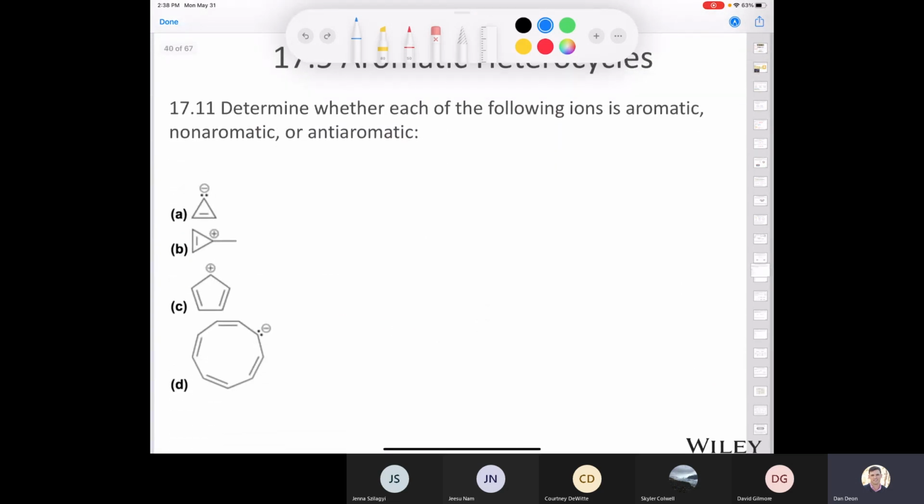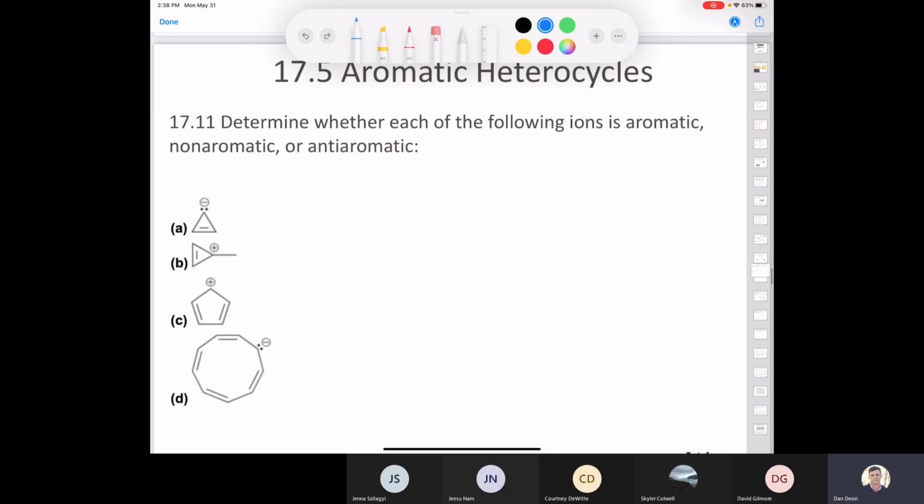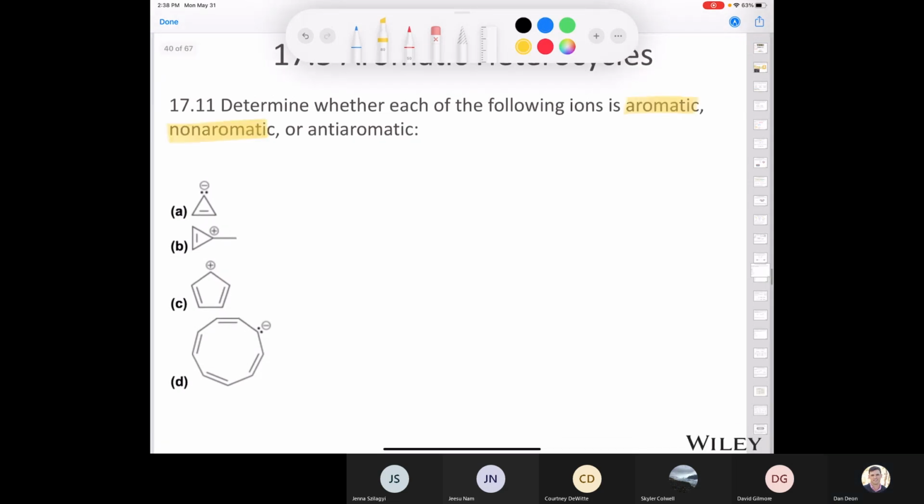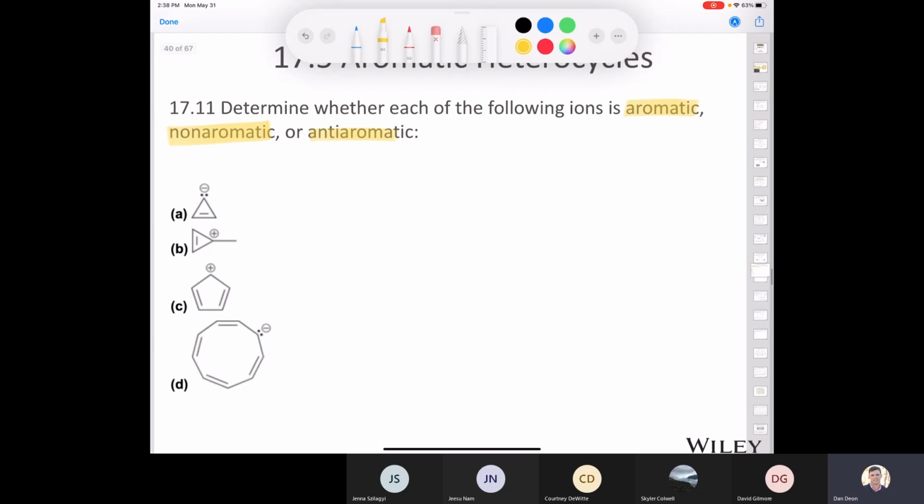Well, with that in mind, let's take a look at some examples. And you can imagine how these lend themselves very easily to a multiple choice question for your next quiz. It simply asks us to determine whether the following ions are aromatic, non-aromatic, or anti-aromatic. So we'll call them aromatic, non-aromatic, or anti-aromatic. I'm going to help walk you through the first ones here.